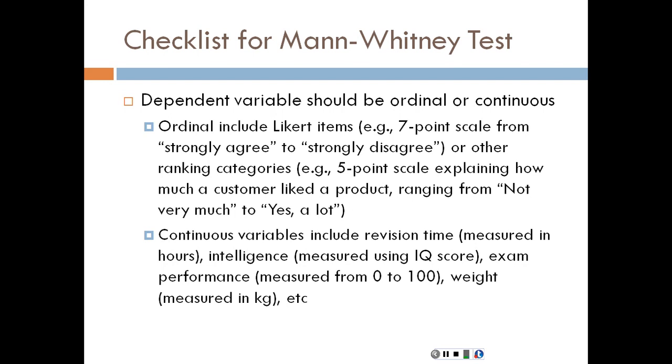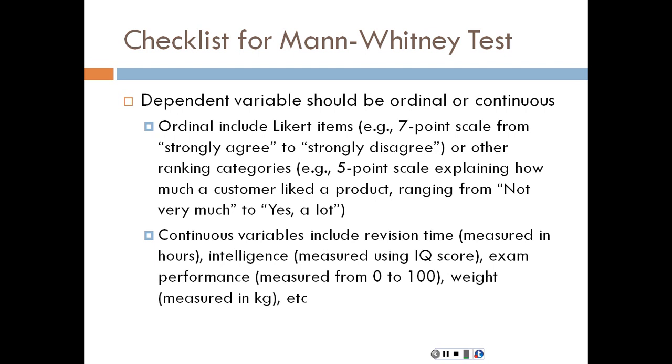So examples of ordinal variables, again, would be that Likert scale. You can have a 7-point scale or a 5-point scale. Right here I have a 7-point scale from strongly agree all the way to strongly disagree. Or I can have ranking categories where my 5-point scale is explaining how much a customer liked a product, ranging from not very much to yes, a lot. So that is an example of how my dependent variable could be ordinal.